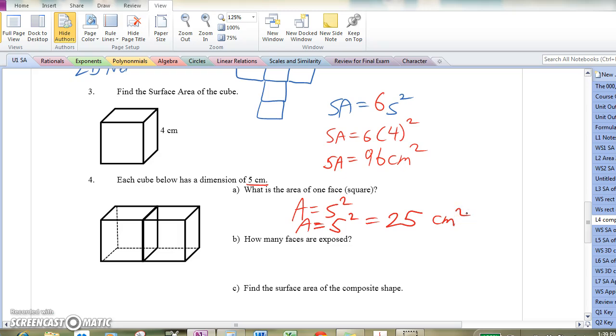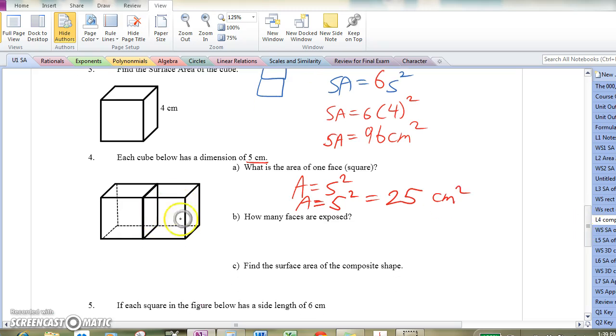Now, when you're doing these, it's helpful to think about what is touching and what is not touching. So, how many faces are exposed? This cube on the right, how many faces are touching? No. On the right cube, how many? 1. So it's only the one on the one cube touching here. That means how many are exposed? 5. What about the left? How many are touching? 1. So how many are exposed? 5. So altogether, how many are exposed? 10.